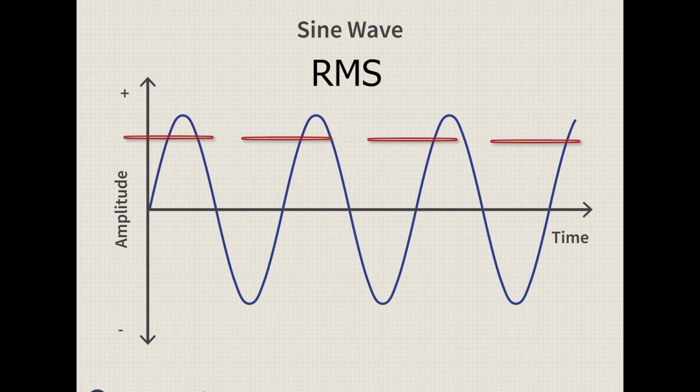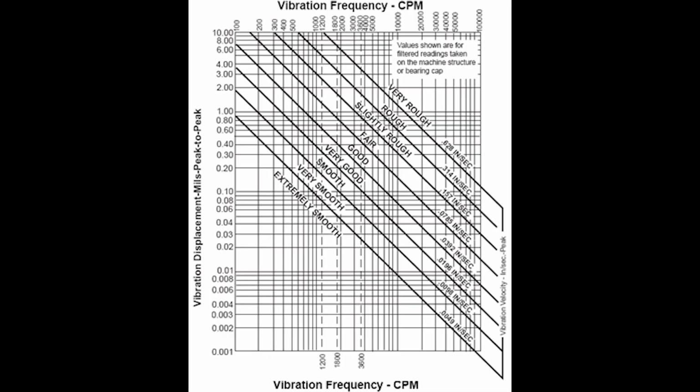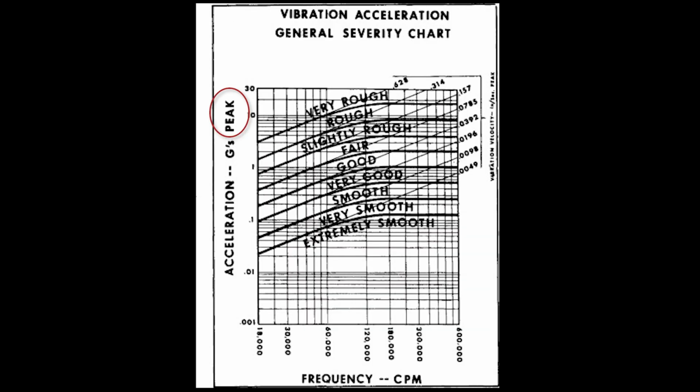In a simple sinusoidal wave, RMS can be calculated at peak times 0.707. Where this matters is in comparing data to other sources or severity charts. You need to know you are comparing apples to apples. The amplitude measured parameter will be listed. Remember to look for it. Here are some examples.